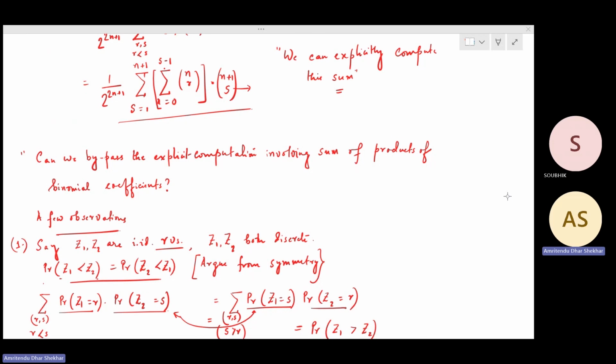Okay, so let's look at the final problem. The final problem was actually quite interesting, I thought.